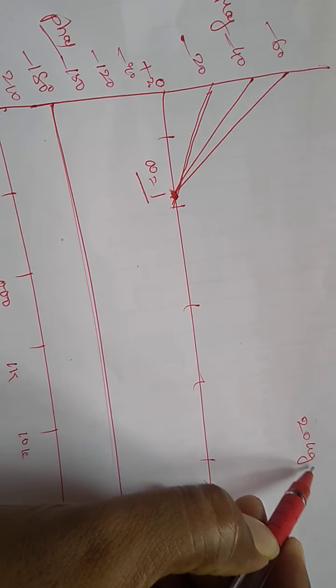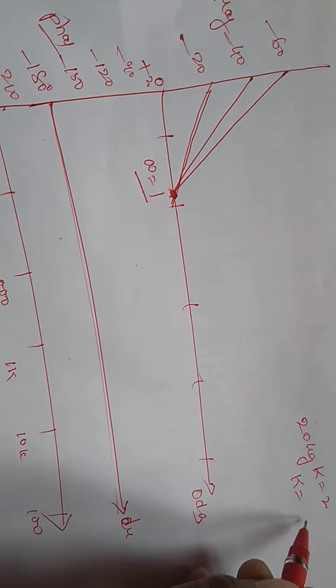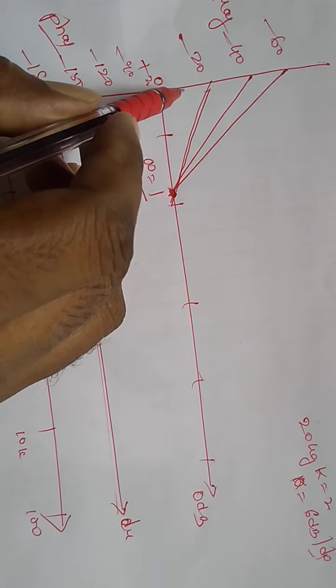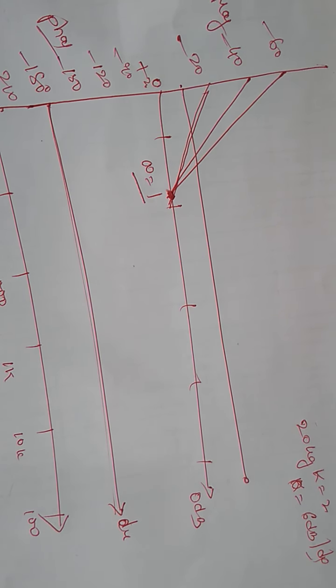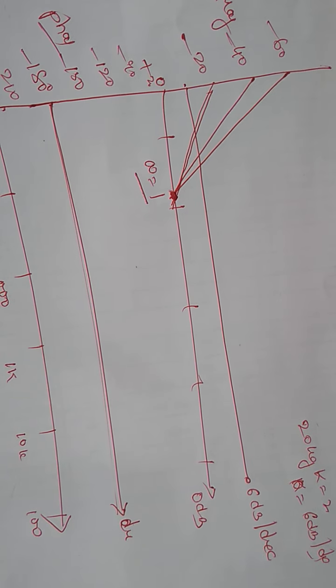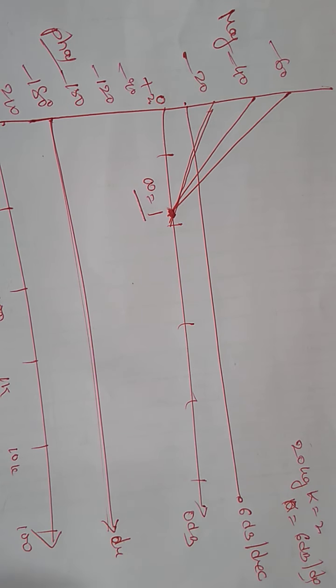20 log k is equal to some value, that is 2. K is equal to, you will get the magnitude slope, that is 6 dB per decade. Draw the line, that is 6 dB per decade here, okay. I will draw the 6 dB per decade line. Clear? Then first select the first slope.